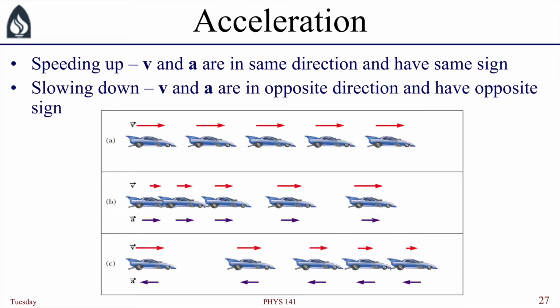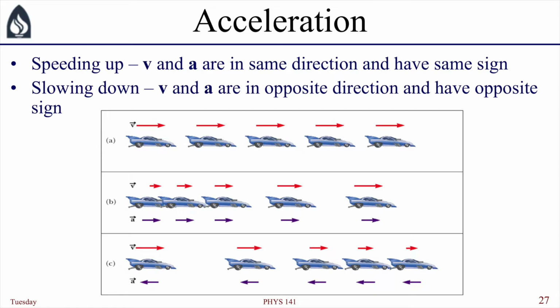So if we think about the relationship between acceleration and time, we can see that the direction of the velocity vector and the direction of the acceleration vector are related to each other and depend on the motion of the object. So if you have an object that's speeding up, the velocity and the acceleration vectors point in the same direction, and the velocity and acceleration would have the same sign if the motion is in one direction. If, on the other hand, the object is slowing down, the velocity and the acceleration would be in the opposite direction and have opposite sign.